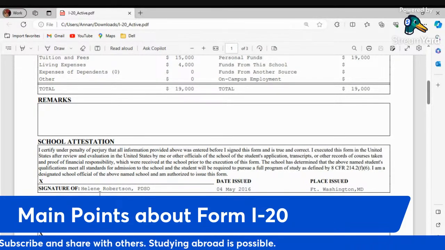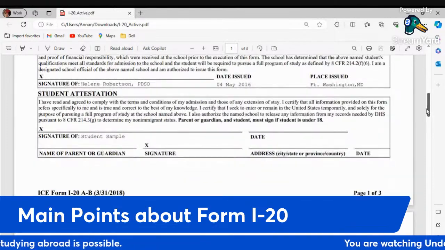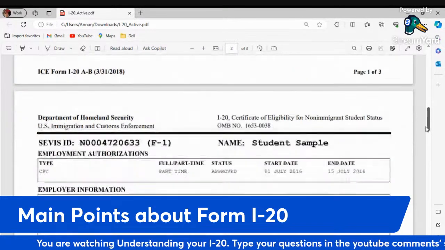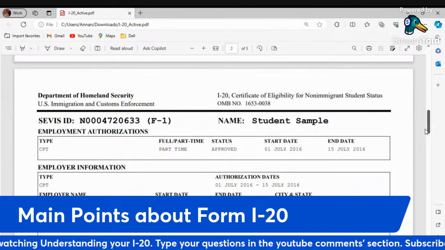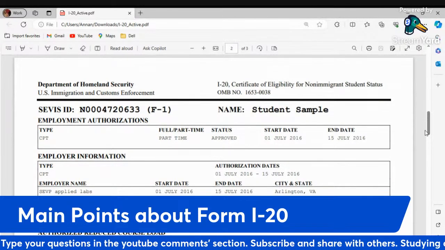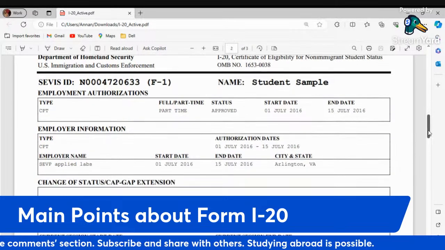Then the student attestation, you have to sign, and also your guardian or your parents must also sign, providing the signature, the address and the dates. Yes. So let's pay attention to that. So the service number is very important. It is at every section of the form I-20. So this is the form I-20.